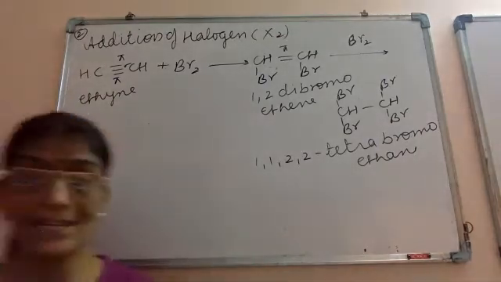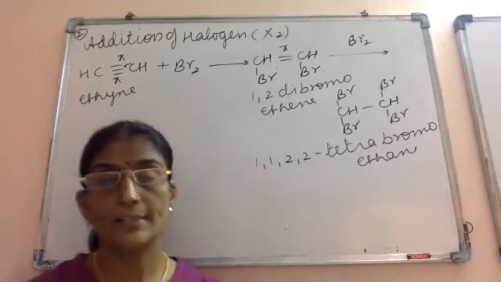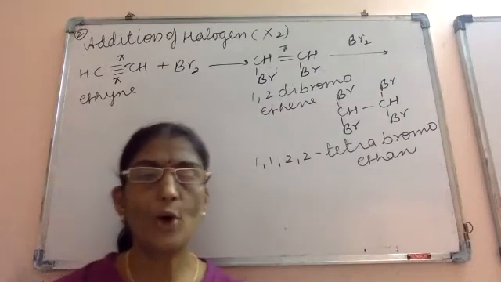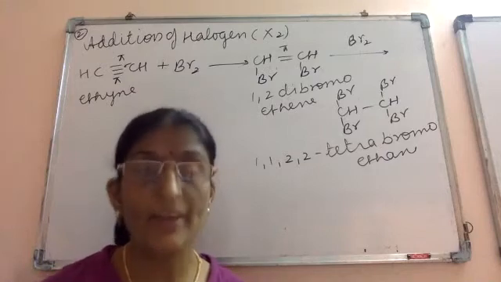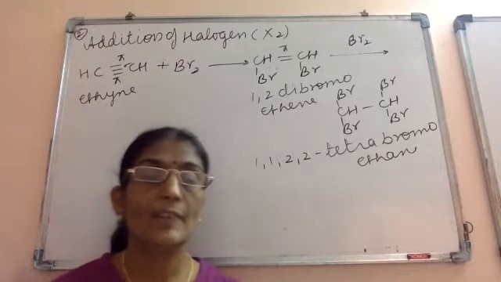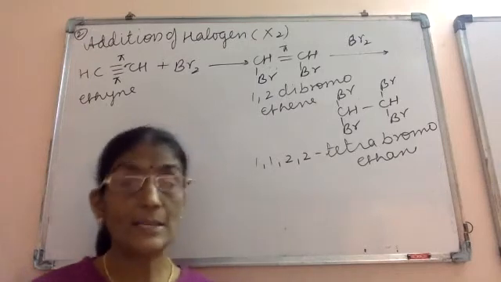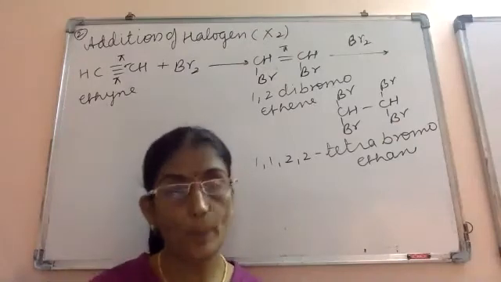Br2 means both Br have to be added. If H2 is added, both H have to be added. No need of Markovnikov rule because the reagent is symmetrical. When is Markovnikov rule needed? When the reagent that is adding is unsymmetrical. Now add chlorine on propyne.